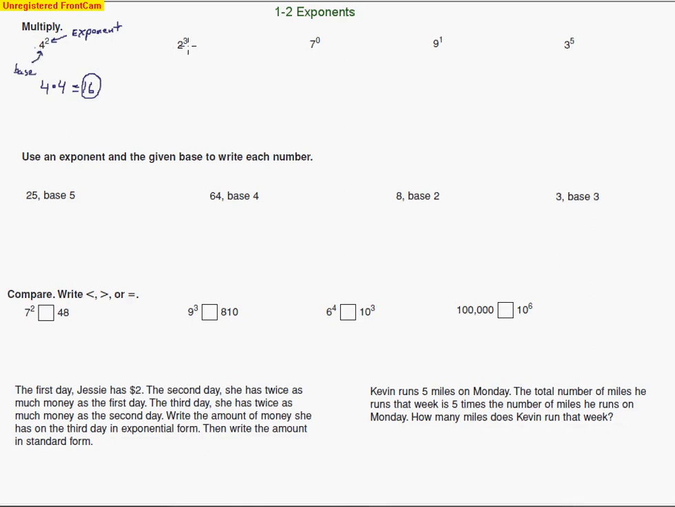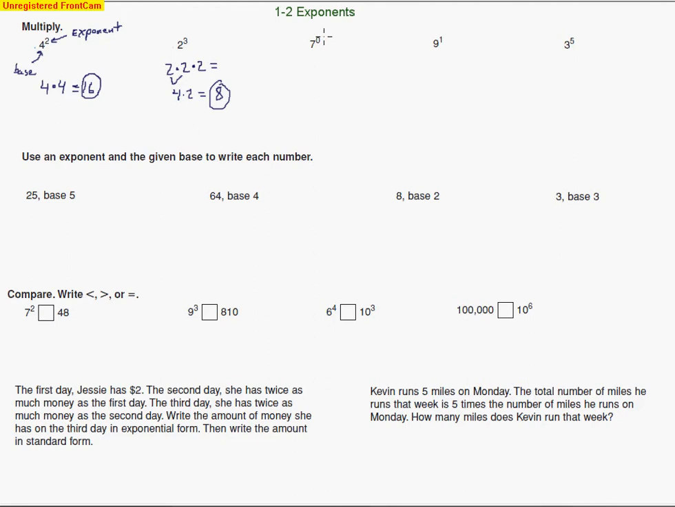So for instance, here the base is 2, exponent's 3. So we're going to take that 2 and I'm going to multiply it the number of times the exponent tells me. So 3 times. And so when I do that, typically I group these two numbers together and I get 4. And then 4 times 2 makes 8. So that's my answer.